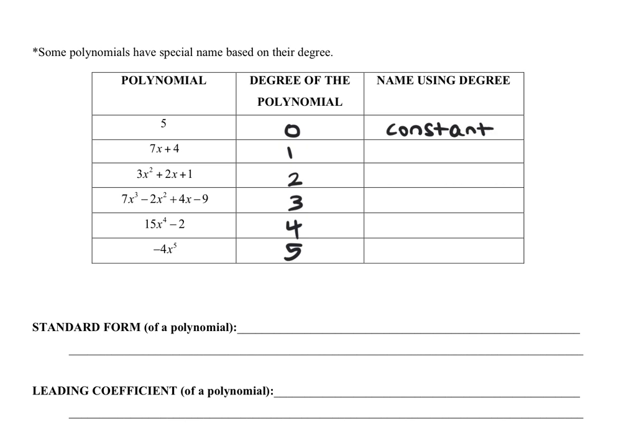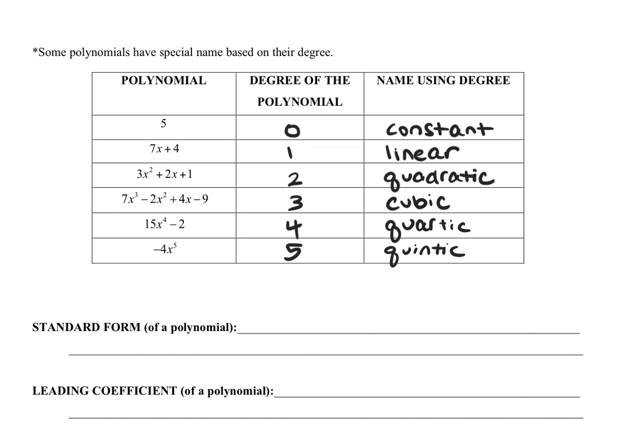When the highest power is x to the first, that is called linear. And that should look familiar, y equals mx plus b, so you know that looks like a straight line, hence the name linear. Highest degree, degree 2, is called a quadratic. Degree 3 is called a cubic. Degree 4 is quartic, think quarter. And degree 5 is quintic.